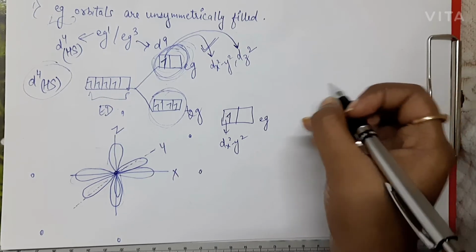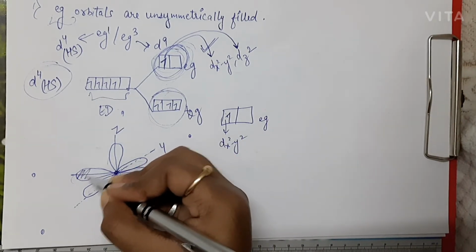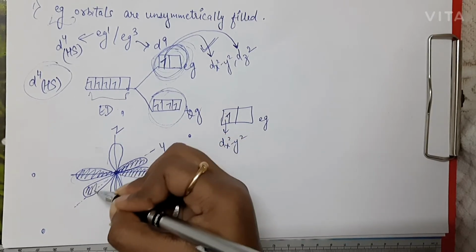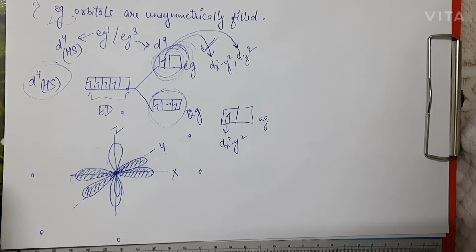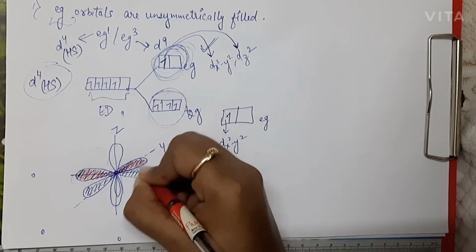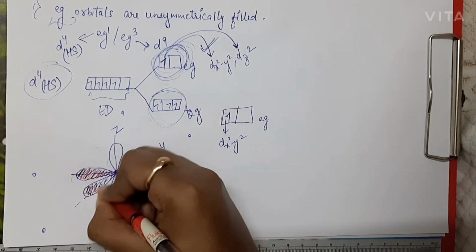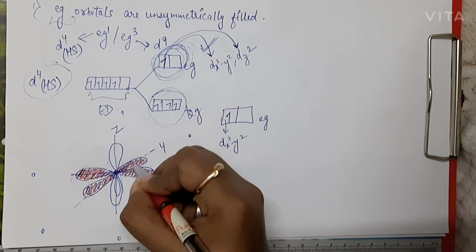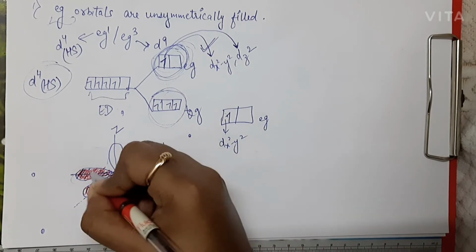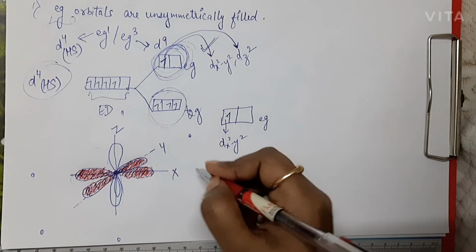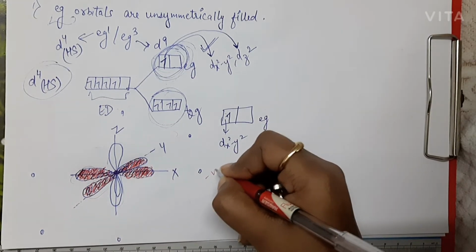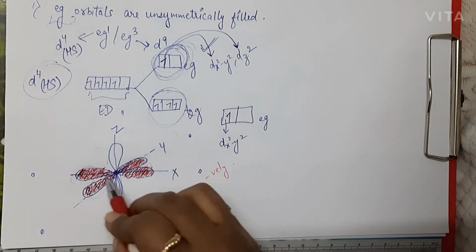So if this is the case, then what happens? This is the dx square minus y square orbital, right? And here the electron is residing, okay? The whole electron density is along the x and y axes. Here is the electron density. Now what happens? Ligands are approaching, right? Ligands are considered to be negatively charged species, and the electron is also negatively charged.